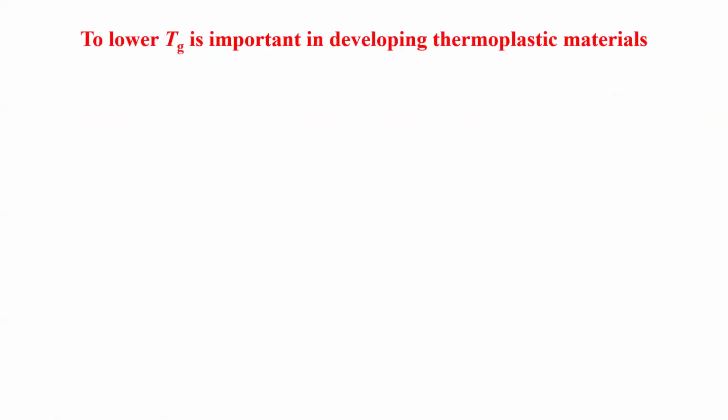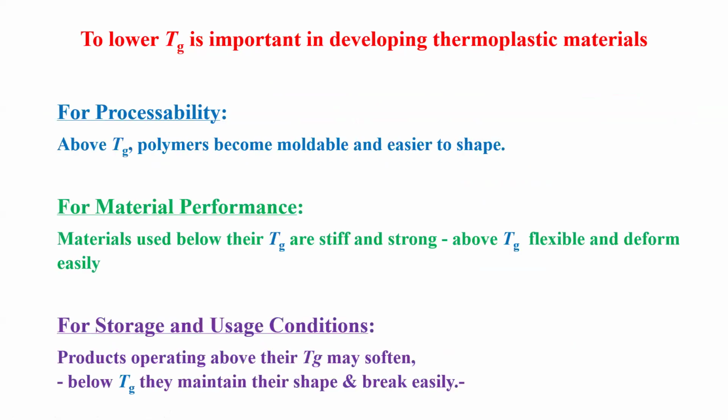So the lower glass transition temperature is very important in developing thermoplastic materials. And it's important for processability of this material, and also for material performance, and then also for storage and usage conditions.